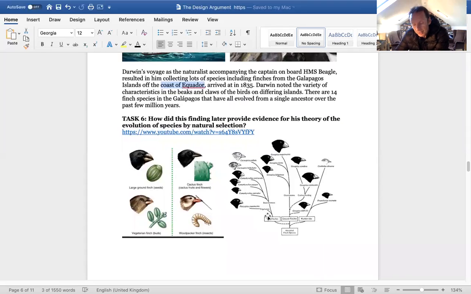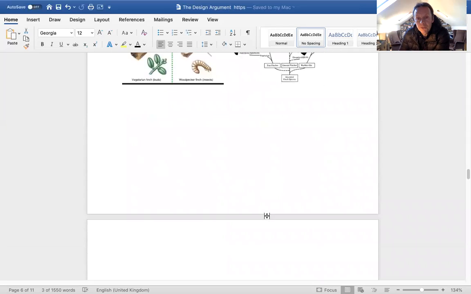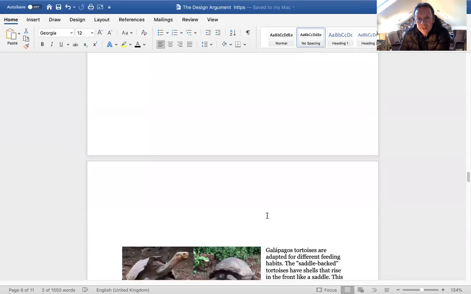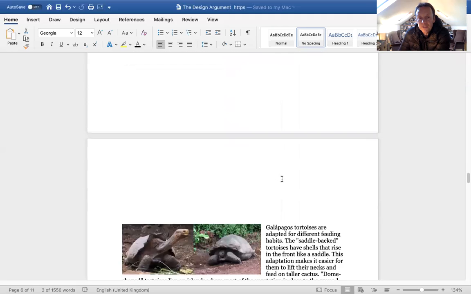Darwin also had an extensive collection of pigeons and bred them, and was able to accentuate certain characteristics, like racing pigeons, bulbous necks, or fan-tailed pigeons, through selective breeding. And your task here is: how did this finding later provide evidence for his theory of evolution? So talk about how that provides evidence.